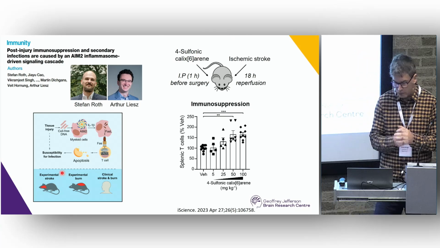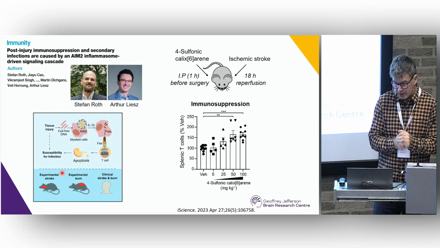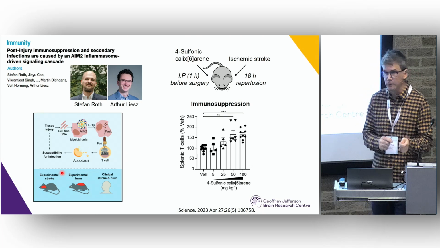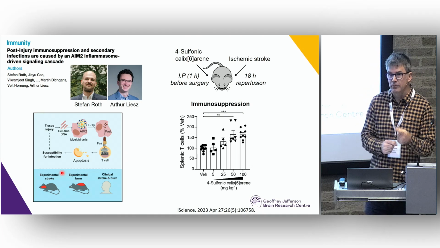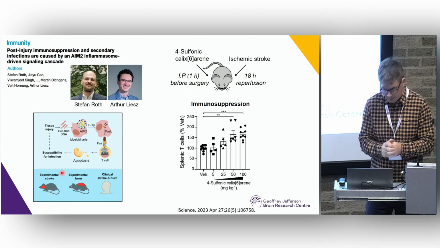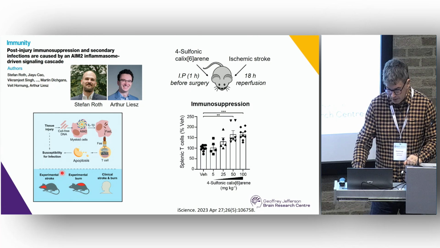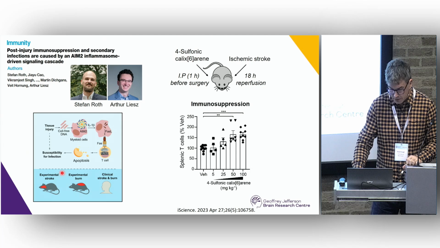And we used this model. We worked with Arthur. We gave the animals our AIM2 inflammasome inhibitor, and we rescued T-cell survival in this model, preventing immunosuppression. And we've done a few other studies around that as well, suggesting that targeting AIM2 could be therapeutic in a number of contexts.